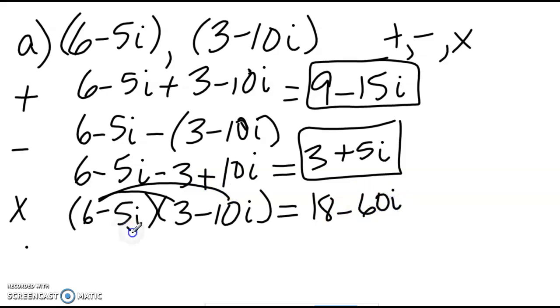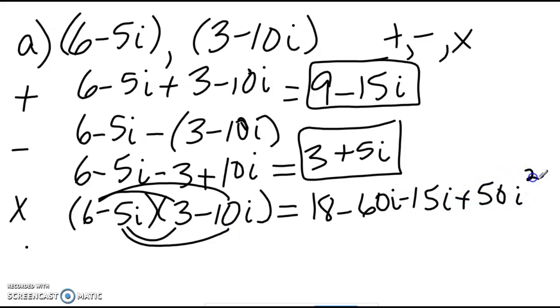Now we're going to take a negative 5i times everything in the second parentheses. So a negative 5i times 3 is a negative 15i. And a negative 5i times a negative 10i. Negative 5 times a negative 10 would be a positive 50. I times I is I squared. Oh yeah, I squared is a negative 1. So we have 18. I can put my i's together, I to the first, the middle term, 60 and 15 to give me a negative 75i.